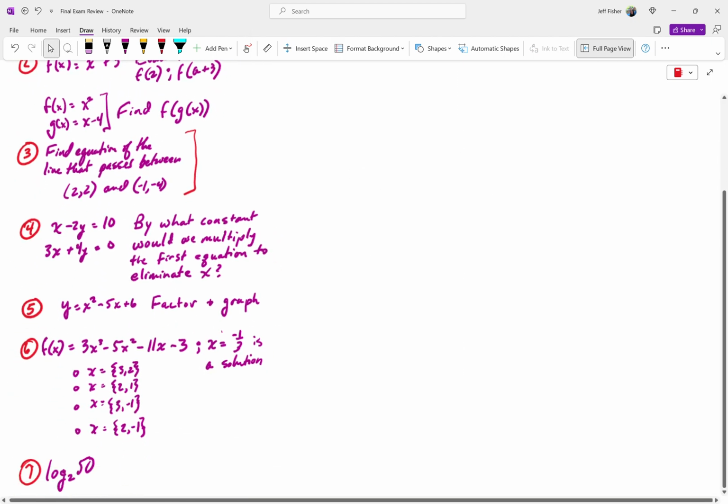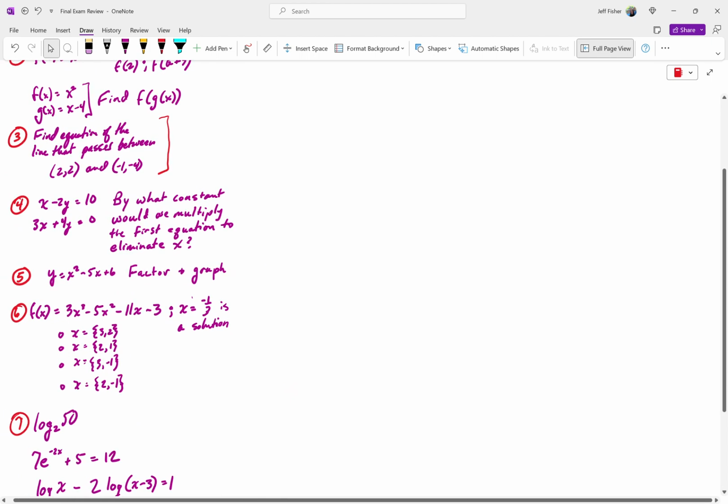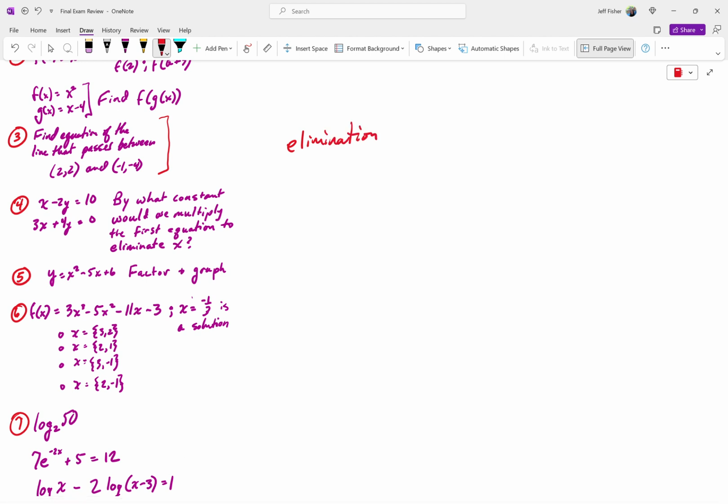Unit 4 was all about systems of linear equations, and we can solve systems with elimination, or we can solve it with substitution, or we can solve it by graphing. Okay, so we have a question here that you might run into. By what constant would we multiply the first equation to eliminate x?